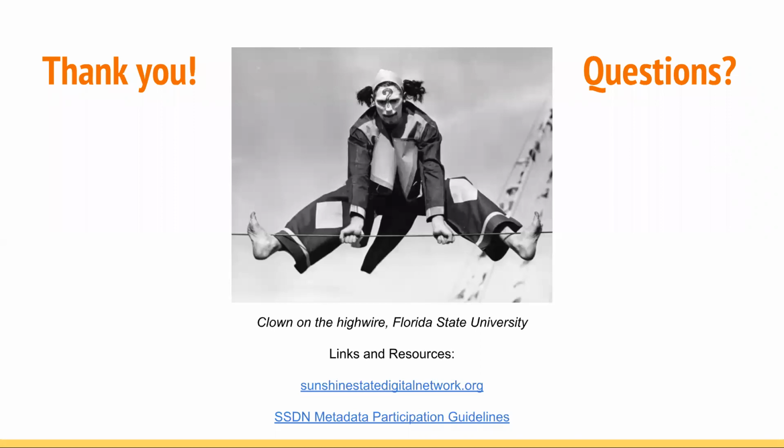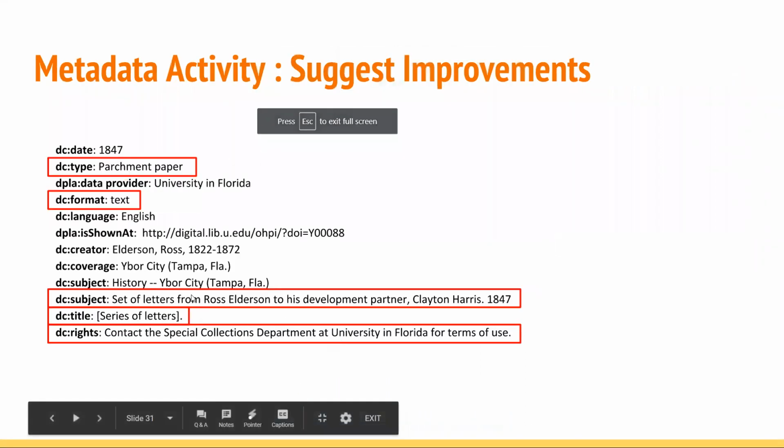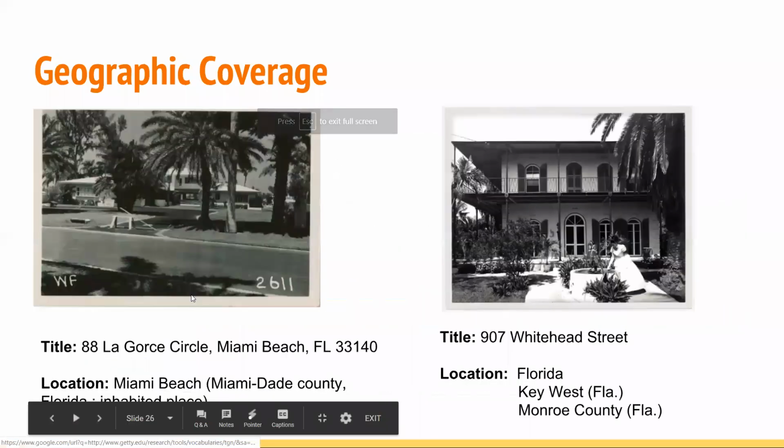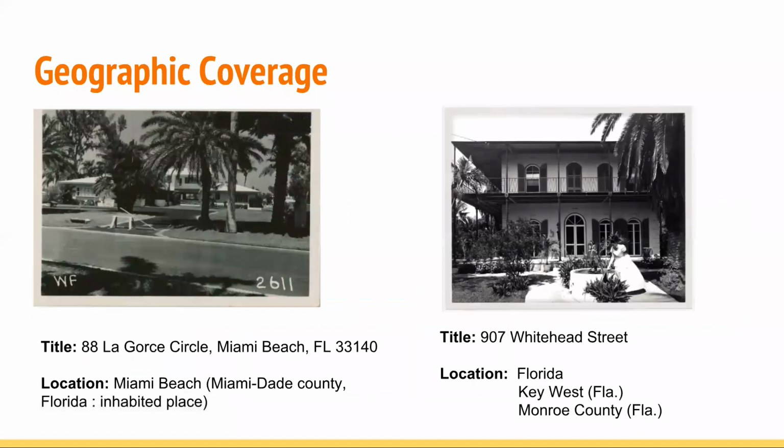So I'm actually going to go ahead and run this back. In geographic coverage, if you look at the right-hand photograph on here, the location has multiple terms. It's Florida and Key West and Monroe County. So that's what it means when an element can be repeated.